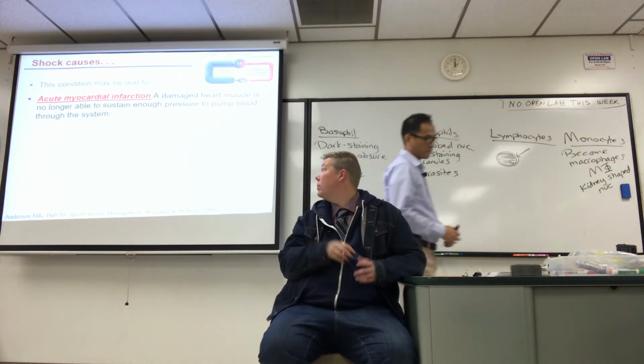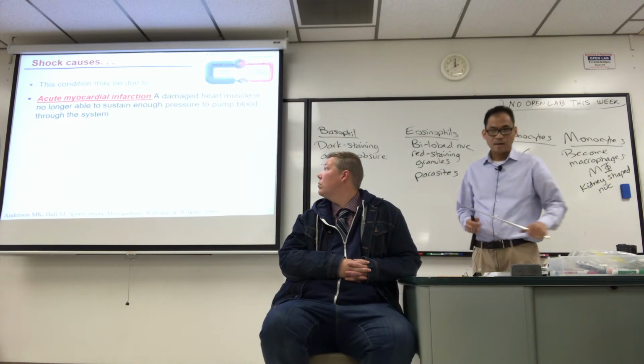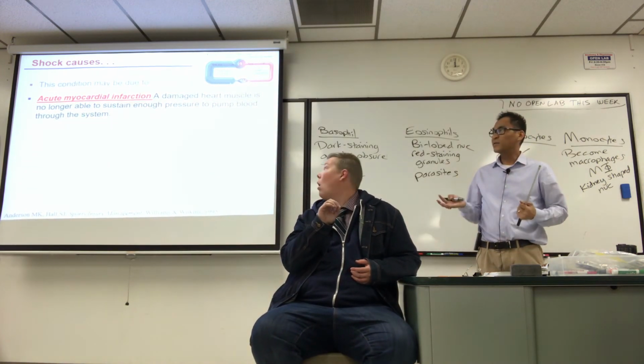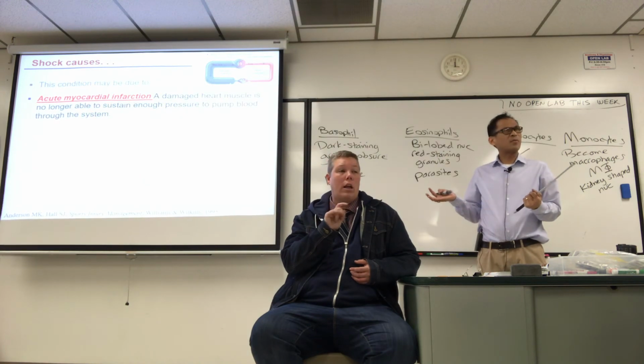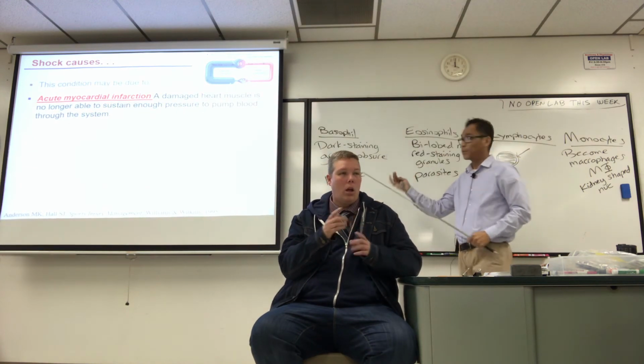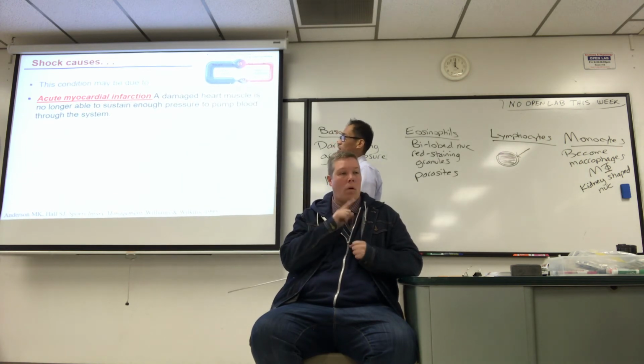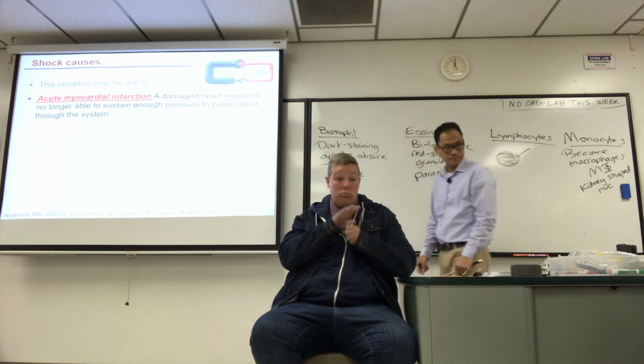Now, a myocardial infarction, acute MI, that's when the heart muscle dies. But that's got nothing to do with blood. Why is that a form of shock? Well, because what does the heart do? It pumps the blood. So a damaged heart can't sustain enough pressure, that could lead to shock.